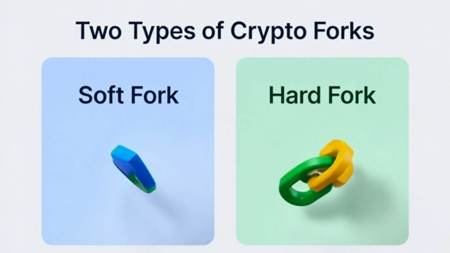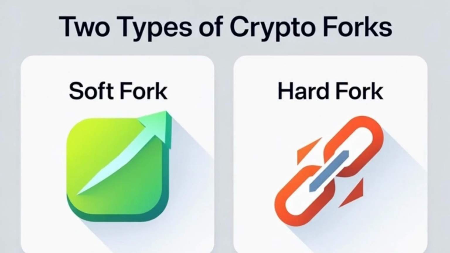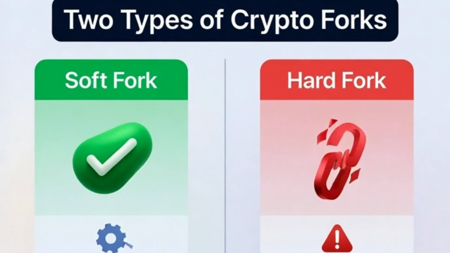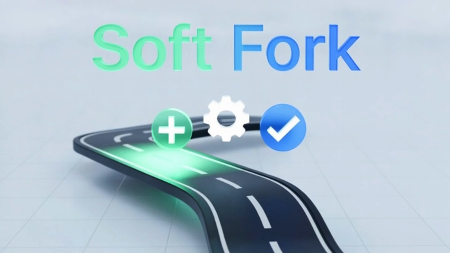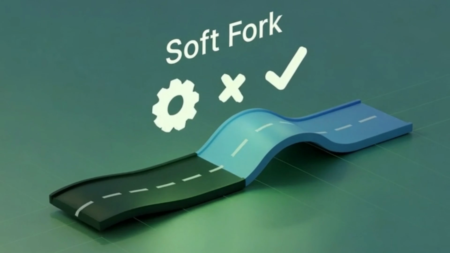There are two main types of crypto forks: soft fork, hard fork. Let's keep this super simple. A soft fork is a small update that still works with the old system. Even if you don't update right away, you can still use the blockchain. Imagine your phone app updates, but the old version still works.